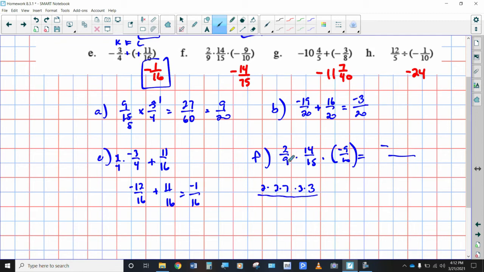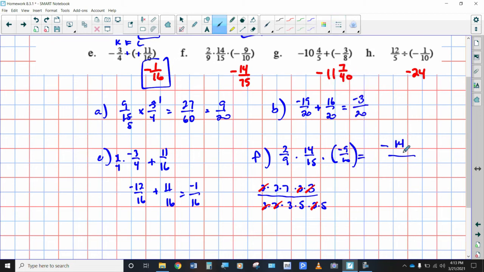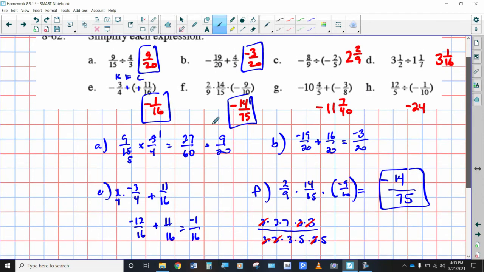And in the denominator, 9 is 3 times 3. 15 is 3 times 5. And 10 is 2 times 5. So now where are the common factors? The 2 cancels out with the 2. You've got 2 3s on the top with 2 3s on the bottom. And there's a 2 and a 7 on the top. There is a 3 and a 5 and a 5 on the bottom. We have nothing more to simplify. So we're going to end up with a 14 on the top, and 25 times 3 is 75. So that ends up being our final answer. All right. So if you needed me to work out these 4, I'd be happy to do that. Just let me know.